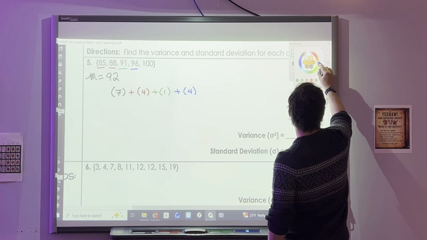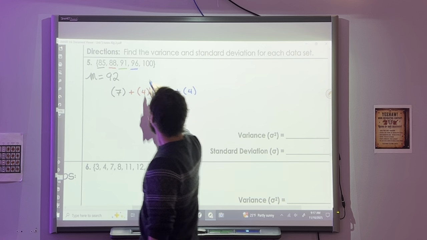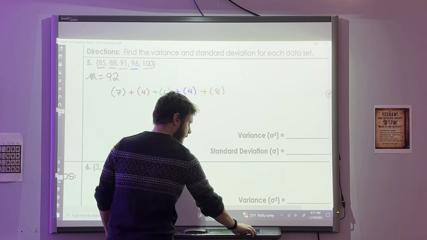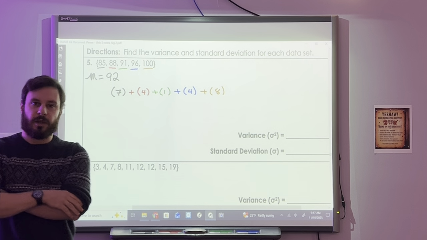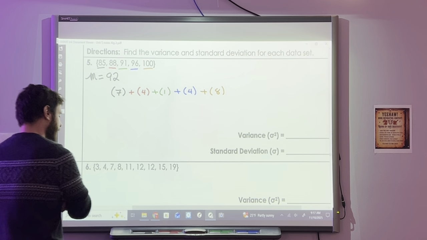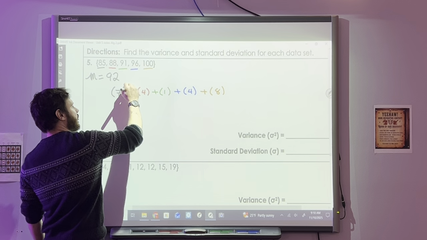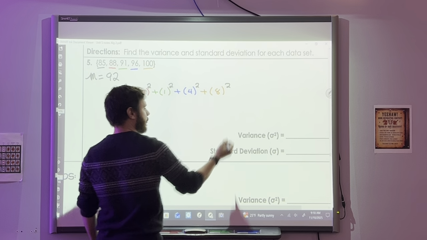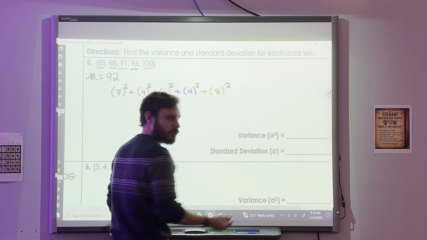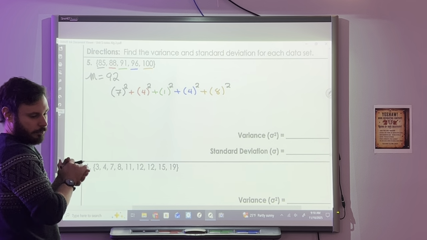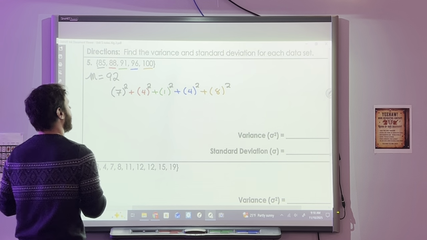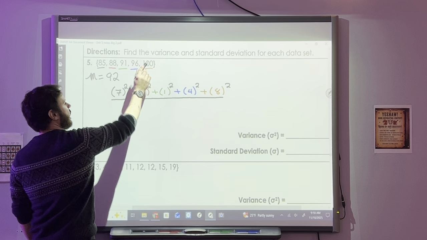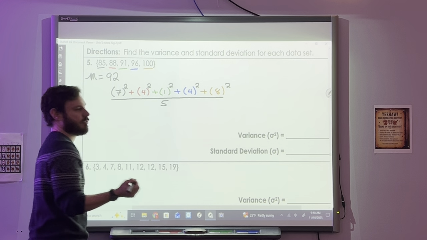Now, I want to do that one. It's my orange. And 8. Okay. Now, I put these ones in parentheses, and there's a reason, because we are going to square each of these values. Because we're going to find the variance, and the variance is talking about squared stuff. Okay. Now, we need to divide that by 1, 2, 3, 4, 5, the total number of data sets that we have.